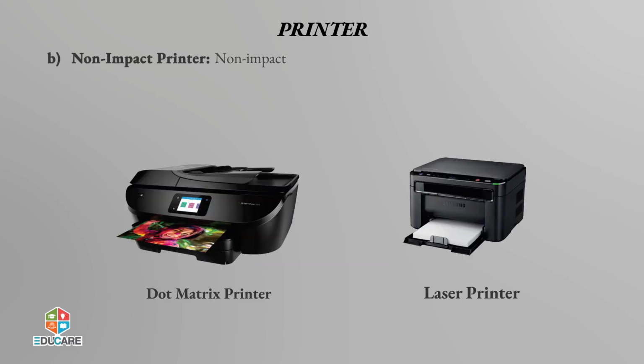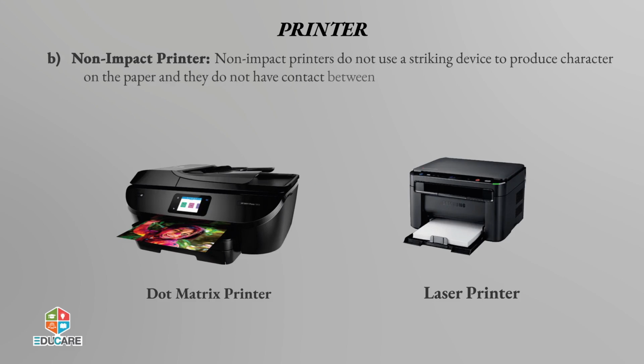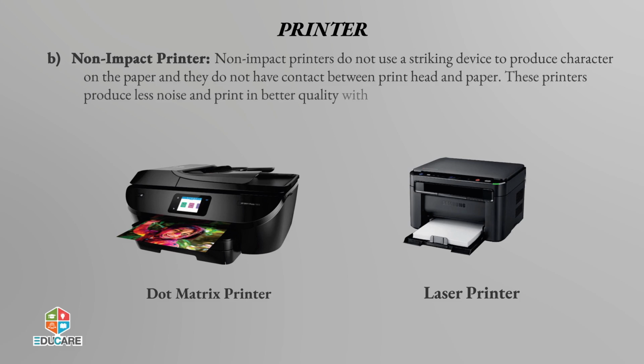Non-impact printer. Non-impact printers do not use a striking device to produce character on the paper, and they do not have contact between print head and paper. These printers produce less noise and print in better quality with high speed. Examples of non-impact printers are inkjet printer and laser printer.